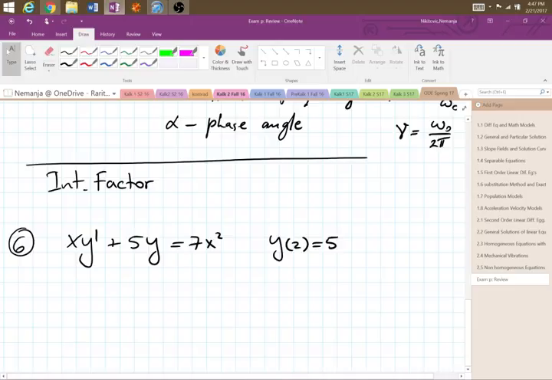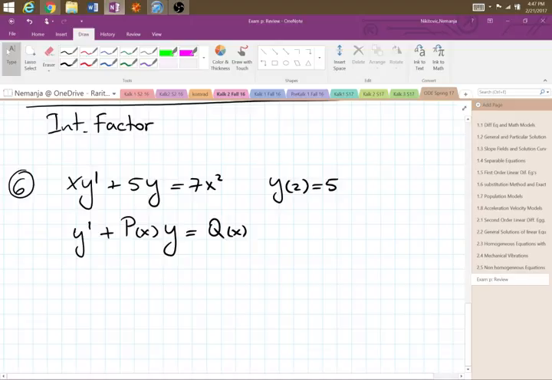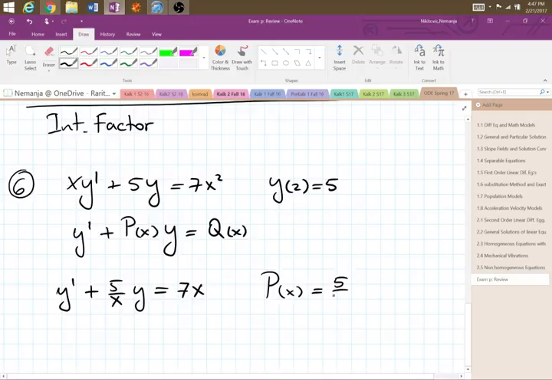So we have to get it in the form like this. Clearly we are dividing by x everywhere to get y prime alone. So that's going to be y prime plus 5 over x times y is equal to just 7x on the right hand side. And we see that p of x is 5 over x.